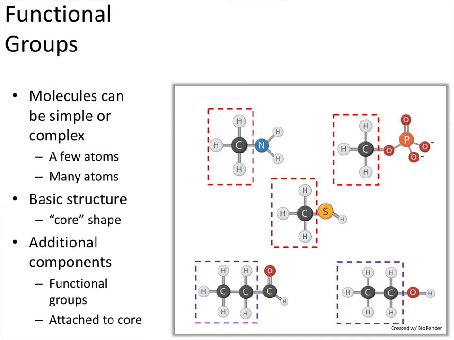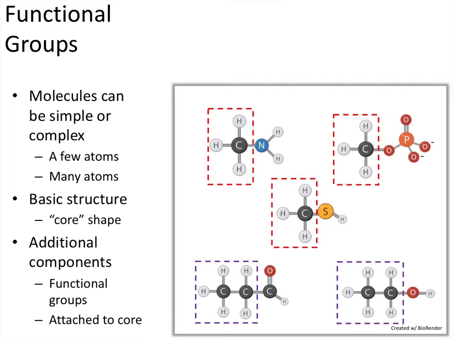Molecules themselves can be very simple or they can be very complex. A molecule can be as simple as having two oxygen atoms joined together or two hydrogen atoms joined together, or it could be incredibly complex where you have potentially hundreds of different atoms joined together of different types. So you could have sulfur, you could have carbon, you could have hydrogen, you could have oxygen, you could have nitrogen, phosphorus, all in one very large molecule. So they can be really simple, they can be really complex.